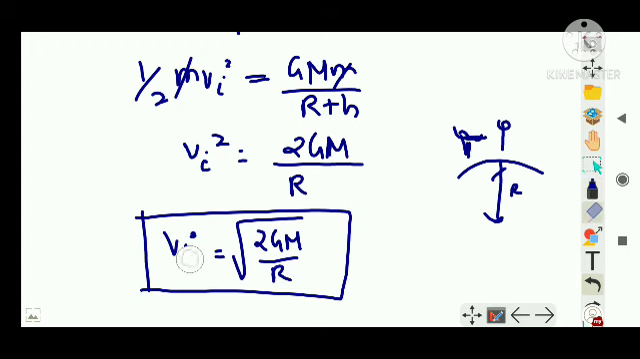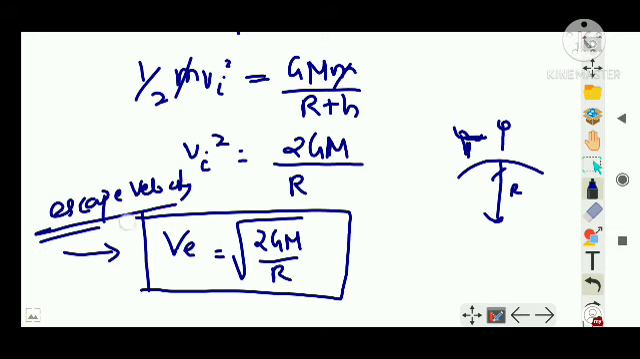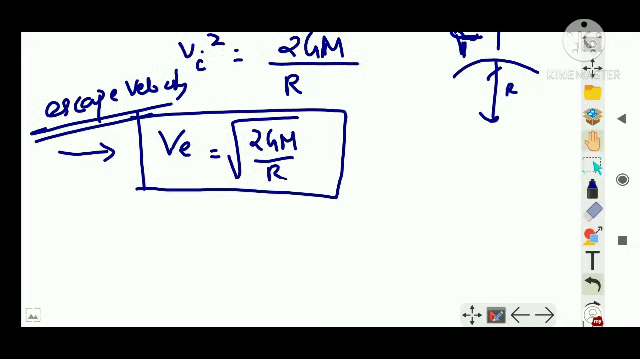Now in place of Vi, I am going to replace it with a suffix e, to show that this is escape velocity. It is the velocity with which an object has to be thrown so that it escapes the gravitational field of Earth or any planet. R is the radius of that planet or Earth. M is the mass of the planet or Earth. So as you can see, the escape velocity depends only on M and R, and of course G is the gravitational constant.